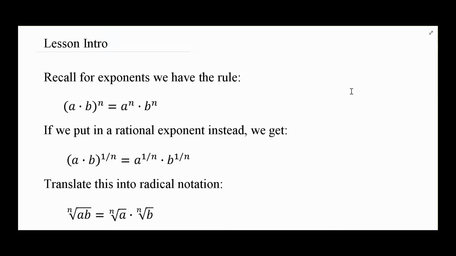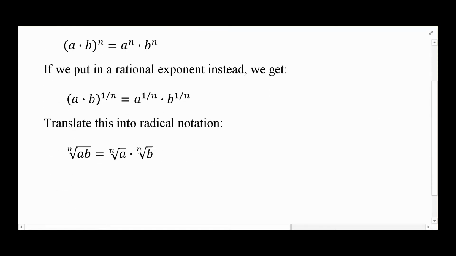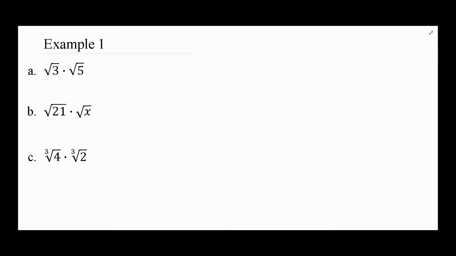Now remember that the 1 over n power means the nth root, or a radical. So in terms of radicals, this tells us if I have the nth root of a times b, I can take the nth root of a and the nth root of b. And that's actually what we call the product rule for radicals. So the product rule of radicals tells us if I have a product inside a radical, I could rewrite that as the product of each individual radical.